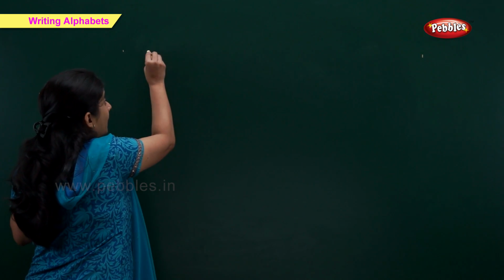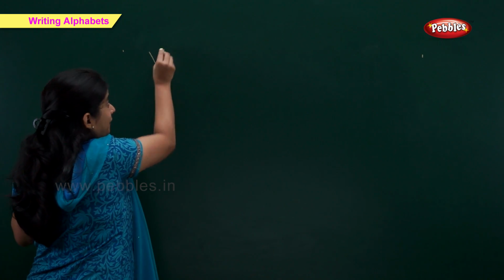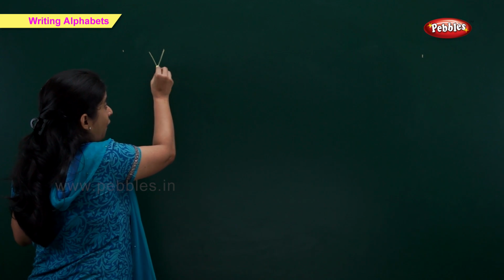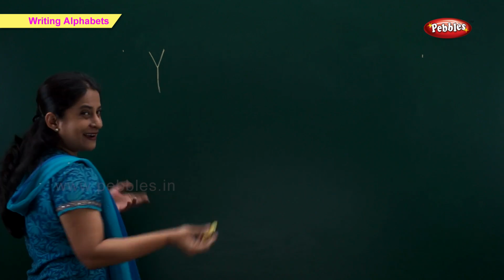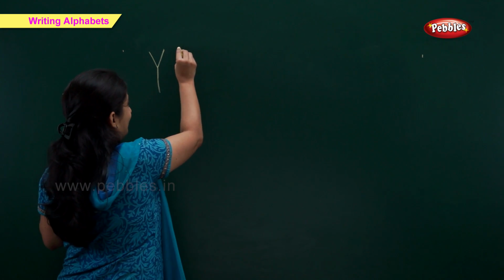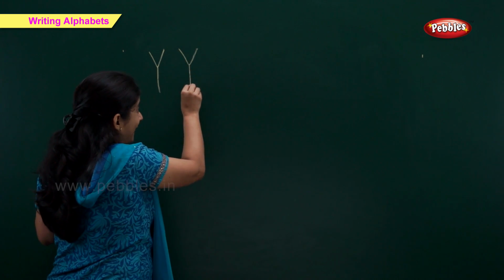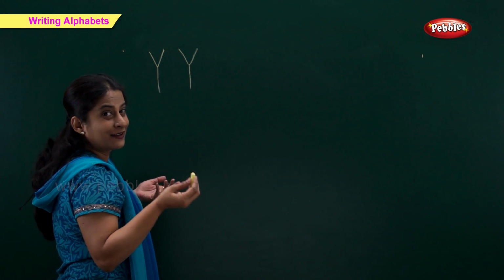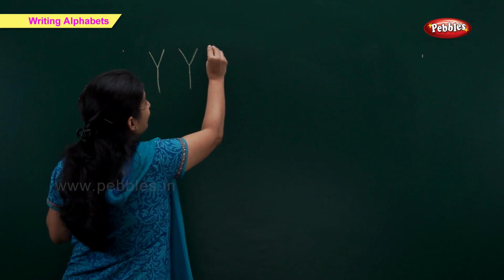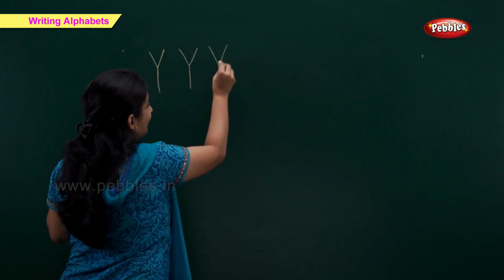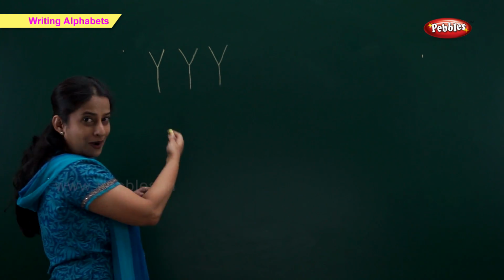First, draw a V and join it by a standing line. V joined by standing line is Y. Y. And now friends, it's time to write our last letter.